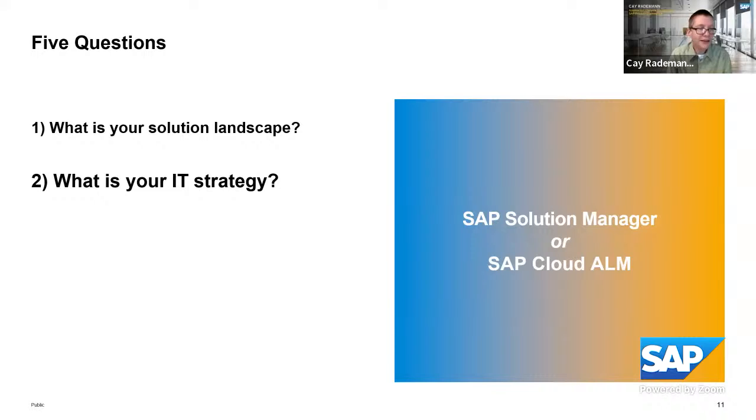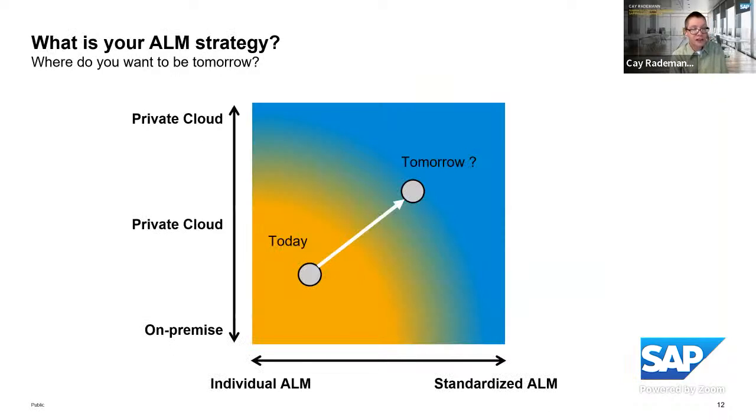The second thing is then, what is your IT strategy? IT strategy is the question, where are you today and where do you want to be tomorrow? Do you want to move more into the cloud, or do you want to stay on-premise? There were some customers of SAP that will stay on-premise for quite a long time, as it looks like, and others that are happy to go into the cloud. And it's also a question regarding how individual are your ALM processes.